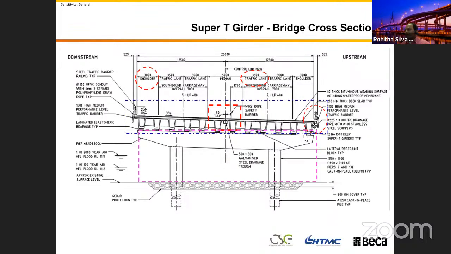1, 2, 3, 4, 5. We got 12 girders in this bridge. And then they attach together by a deck. The width of the deck is 25 meters.